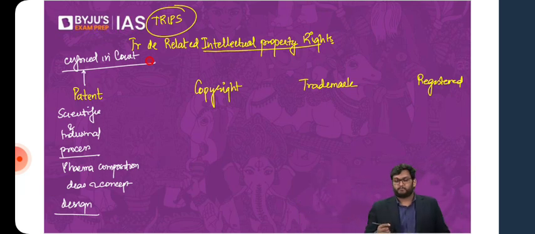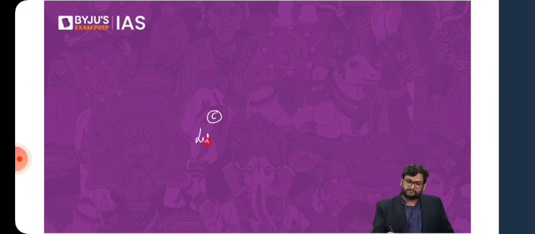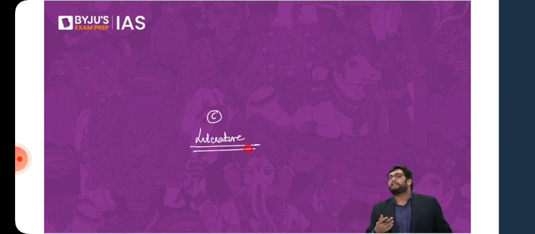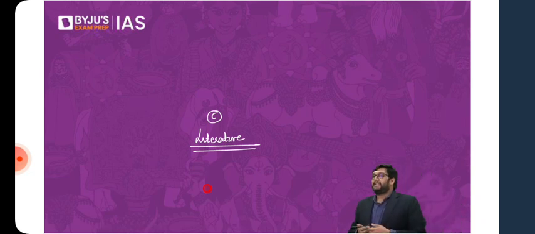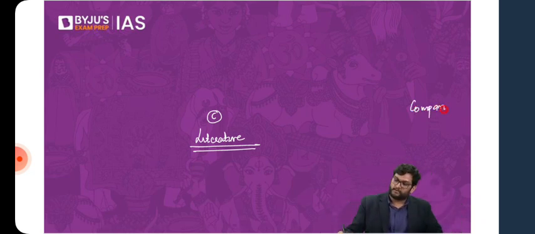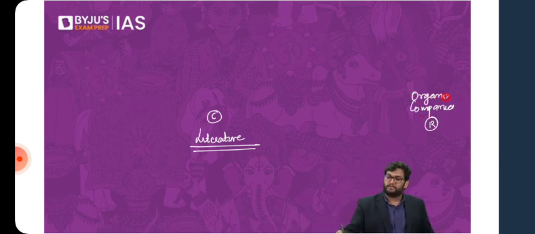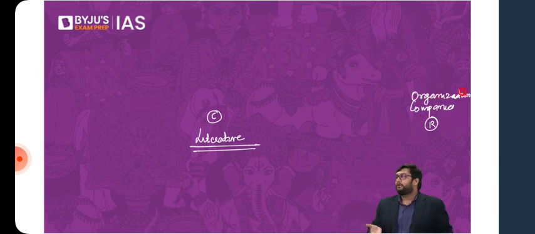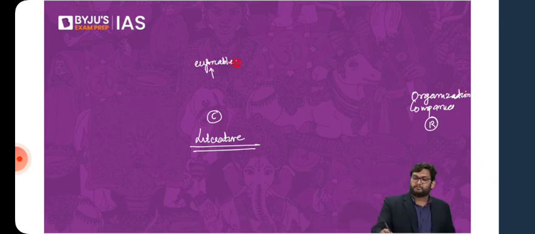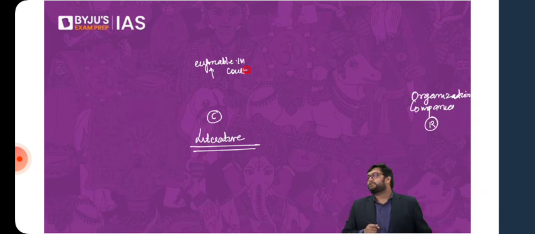Copyright, which you have seen for sure in your life, this small c, is mostly for literature: books, pamphlets. Then you have companies which have a small r against them, which is registered. Companies and organizations can be registered with the Government of India, and then you cannot use the name of that company. This is also enforceable in court. And the most common which you've seen is TM, trademark.